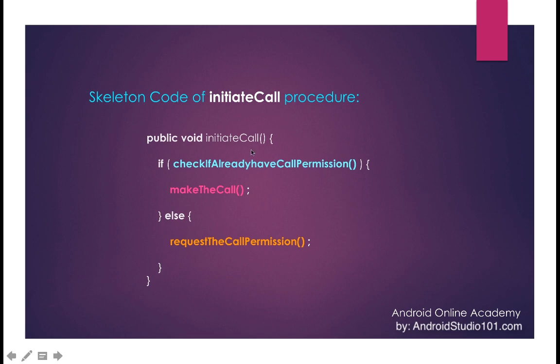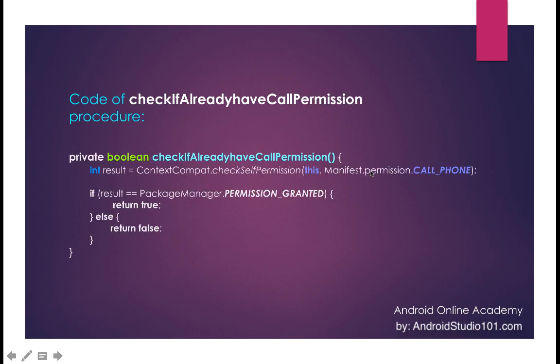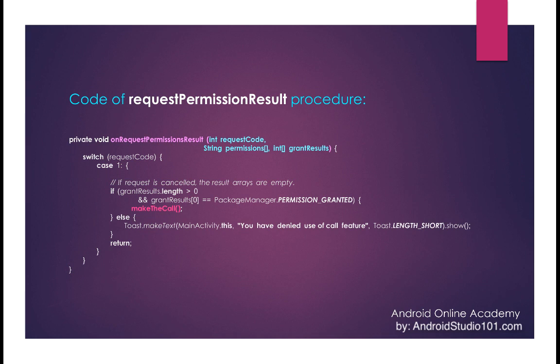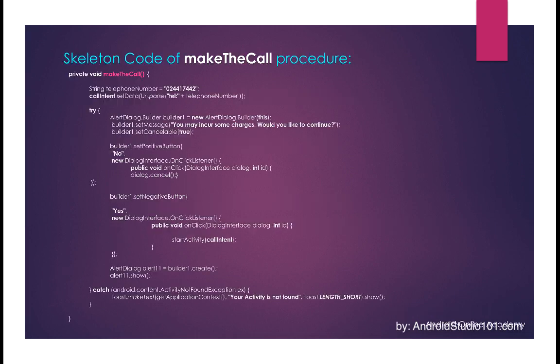On our initiate call, if there is already permission as provided for this by this public boolean, check if already have call permission. This is a boolean procedure. If there is already permission, make the call immediately. But if you need to go to request call permission and then permission was granted, you make the call. And then else, if not, you provide a toast message like this: you have denied use of a call feature. So the user must be informed that he denied the use of a call feature.